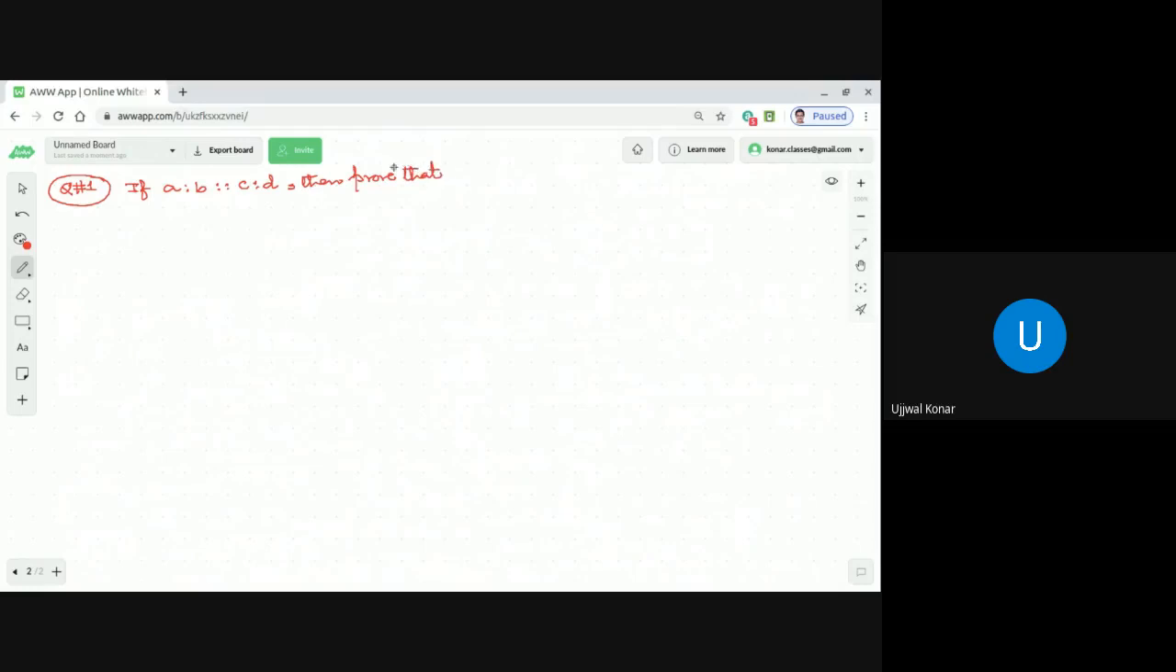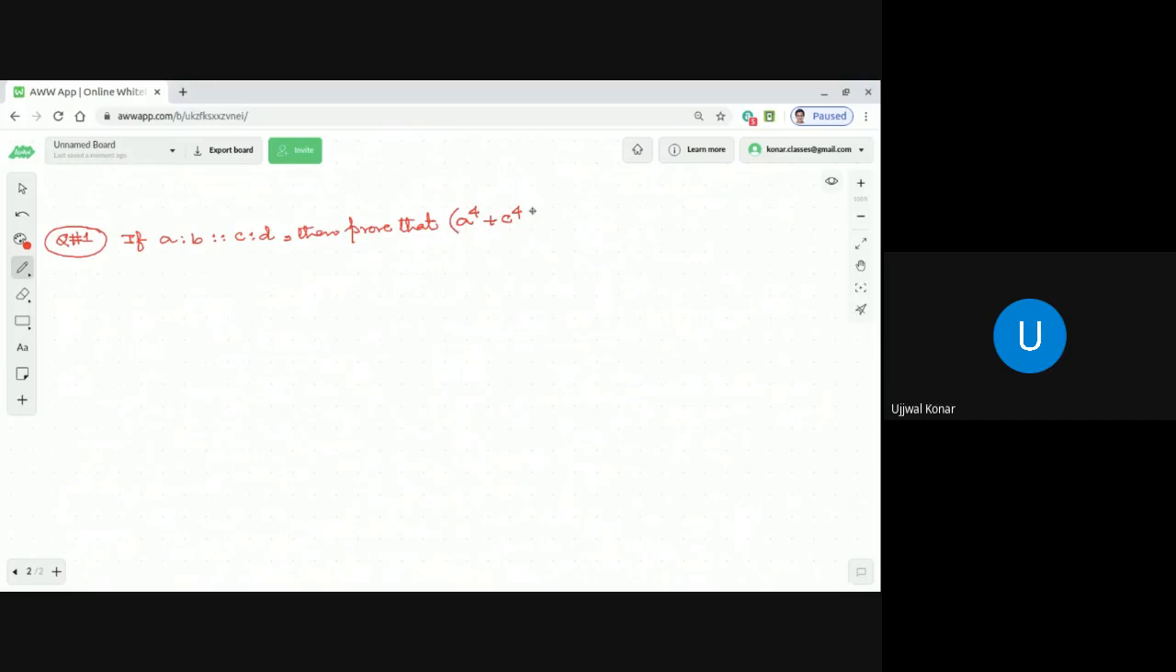Then prove that A to the power 4 plus C to the power 4 is to B to the power 4 plus D to the power 4 is equal to A square into C square is to B square into D square. Correct, no? So this we are going to prove now.